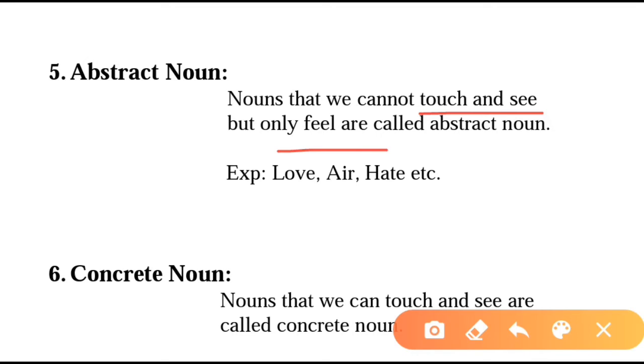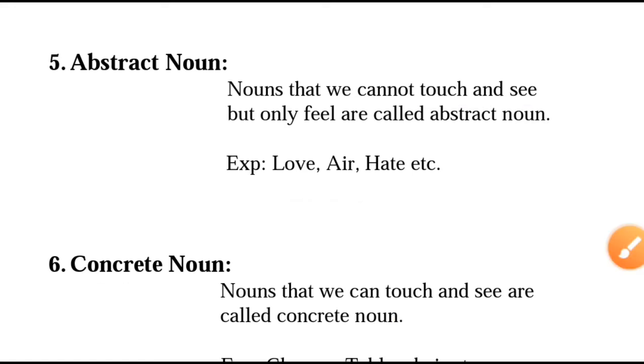Here are a few examples. You can see love, fear, heat, etc. These are examples of things you cannot touch and see, but you can only feel. If you love someone, you can feel it, but you cannot see love, or you cannot see air. You can feel air, you can feel heat, but you can't see heat or touch heat. So these are the abstract nouns.